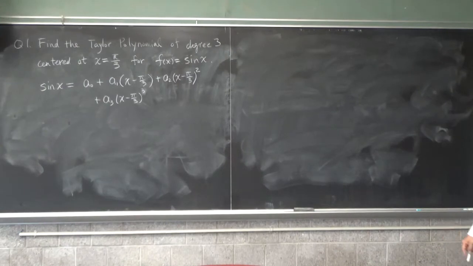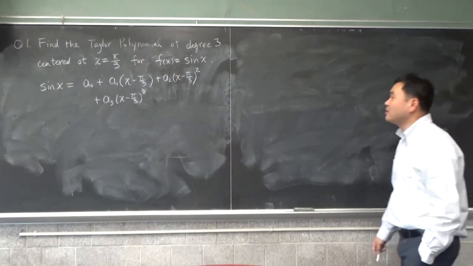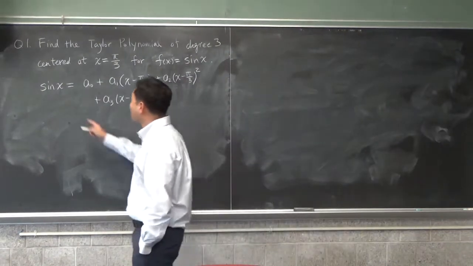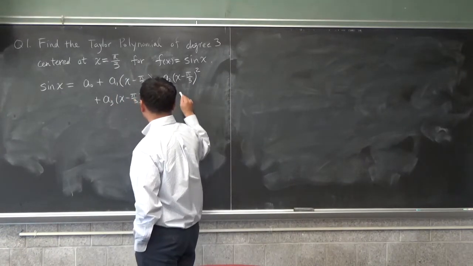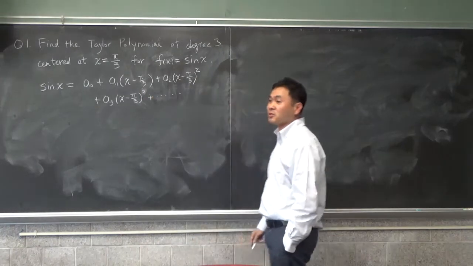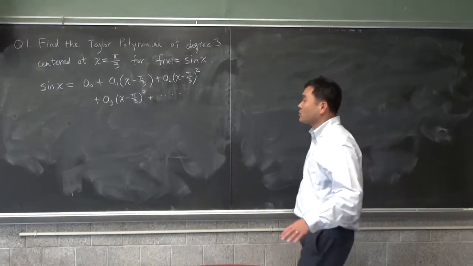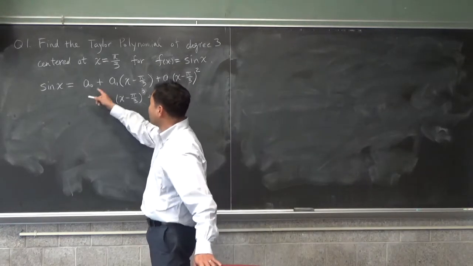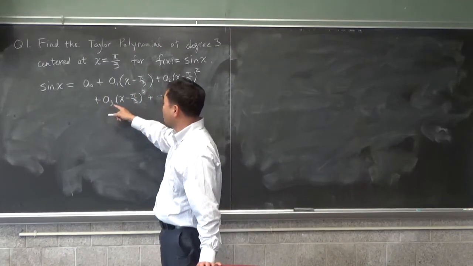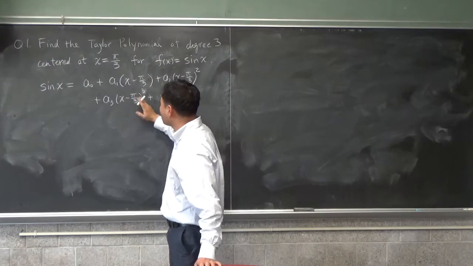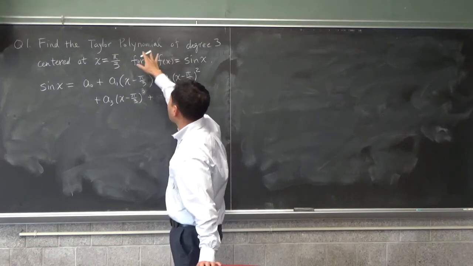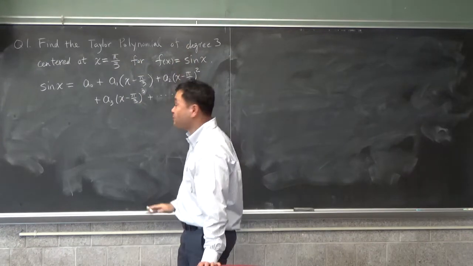By the way, it's impossible for this sine function to be exactly equal to that, right? So you're really saying that it's part of this infinite series, and we just want to find these values a0, a1, a2, a3, and we just want to stop there. If you truncate at the third power, that's called the Taylor polynomial of degree 3.